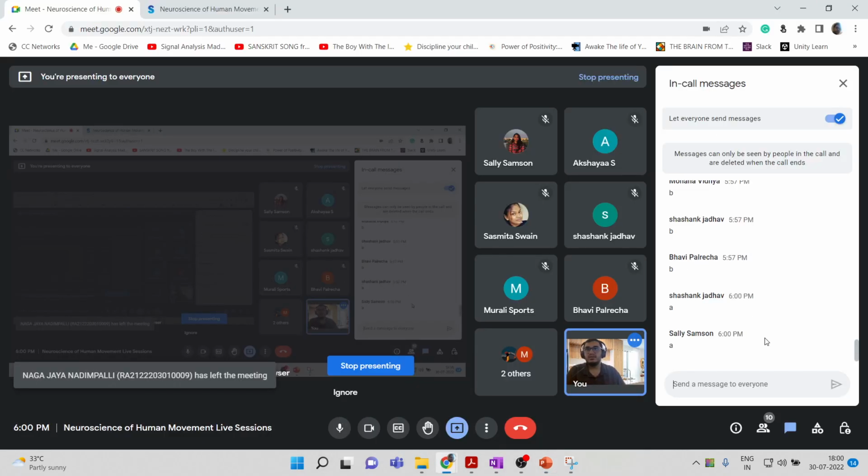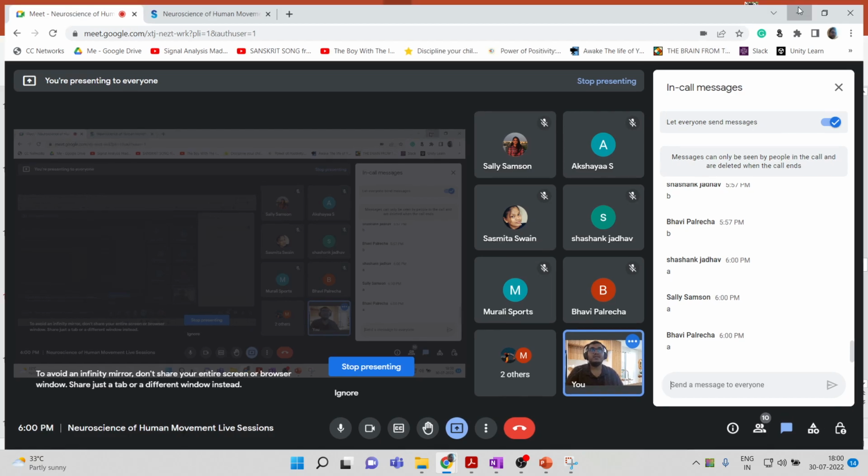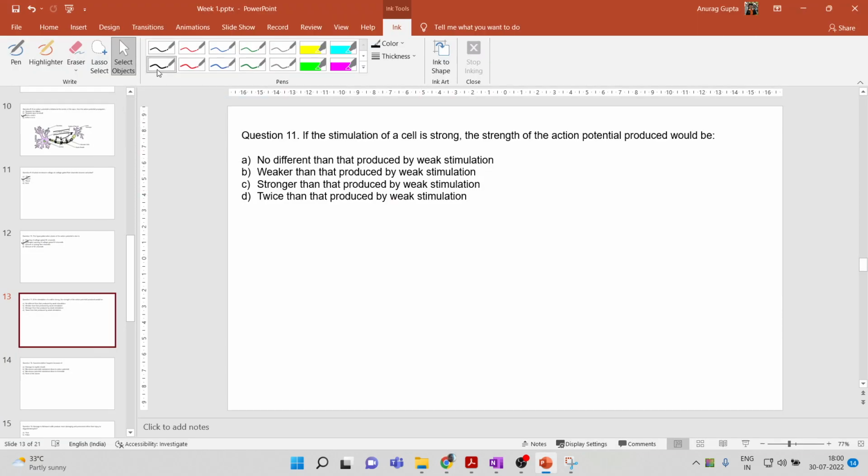A. Okay. A. Three people have said A. Yeah, I think you got the concept. No different than that, because what is not said in this question is this: weak stimulation as well as strong stimulation. In this case, we are assuming that the weak stimulation reaches the threshold. So we are speaking in relative terms here.